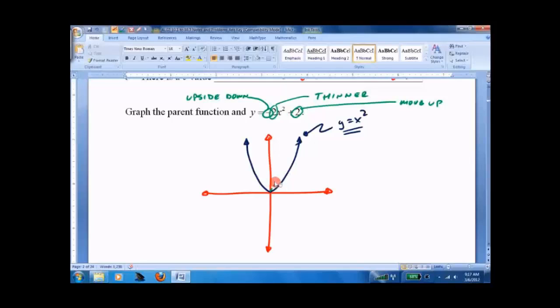Thinner. And I dot it because we're not done. It's just a starting point. Upside down. And then up 2. And there's our final graph.